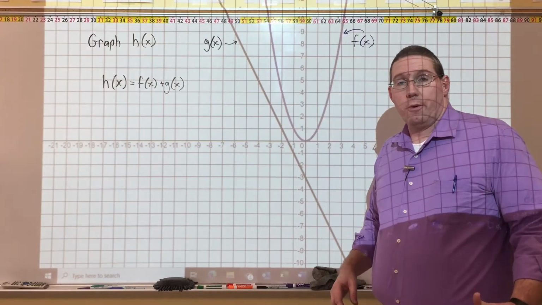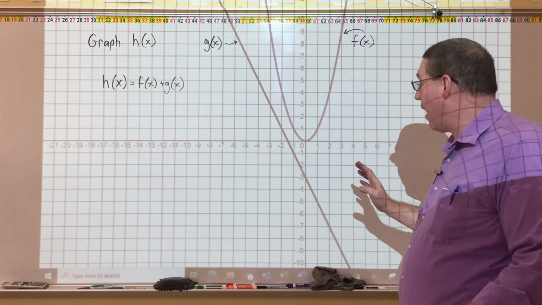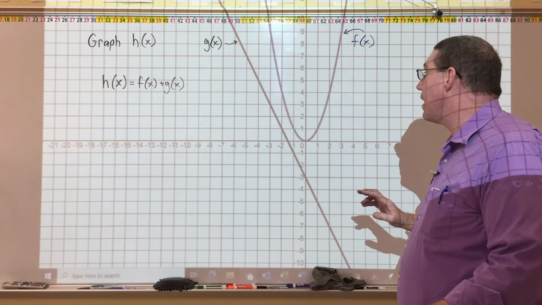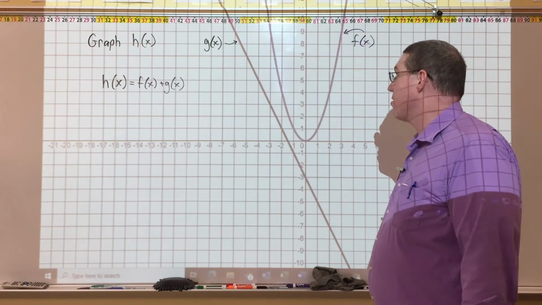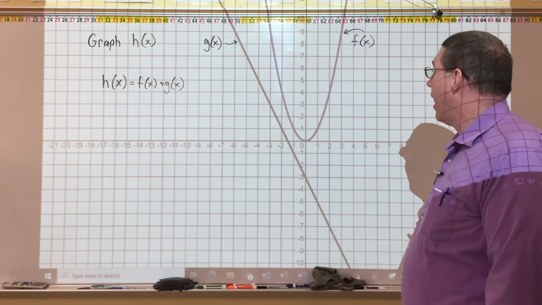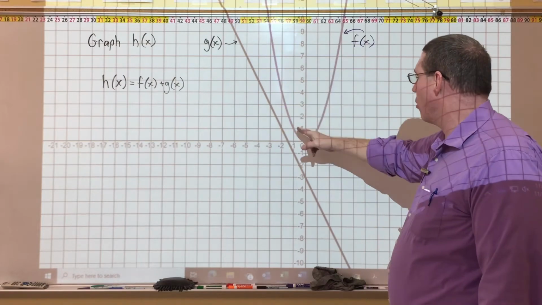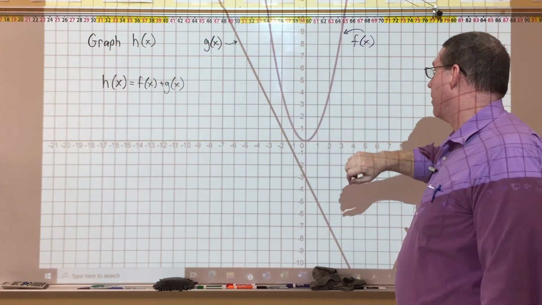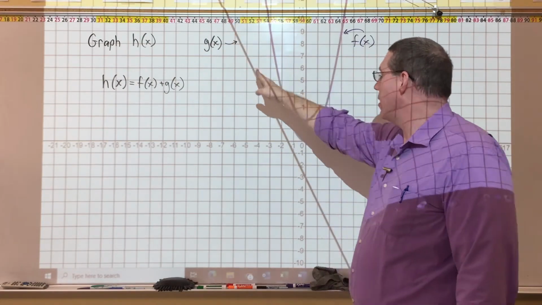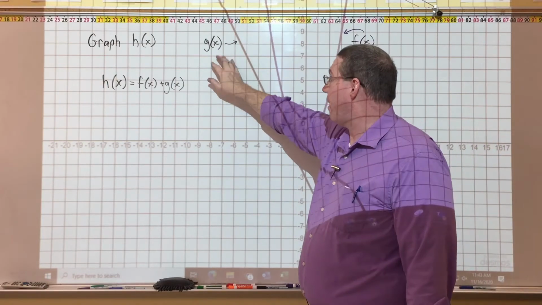All right, so now what we're going to do is take graphs of functions and create composition functions out of them, okay? So here's what we have. We have this function right here, this curve, this purple one, that's f of x. And this linear function right here, that's g of x.